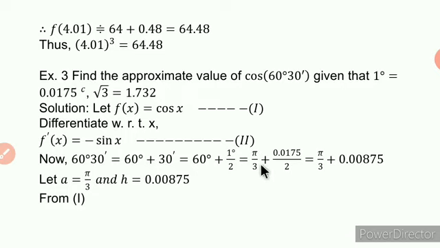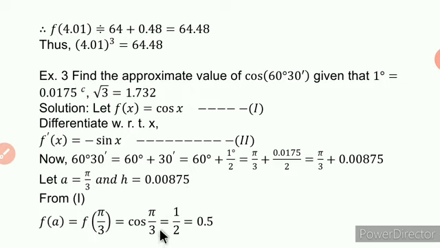So it is 60 degrees, pi by 3, plus 0.0175 upon 2, is equal to pi by 3 plus 0.00875. Now here a is equal to pi by 3 and h is equal to 0.00875. So from 1, f of a is equal to f of pi by 3, it is cos pi by 3, it is half. Pi by 3 means 60 degree and cos 60 is half, it is equal to 0.5.